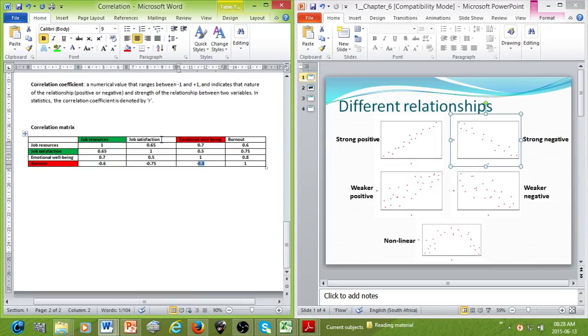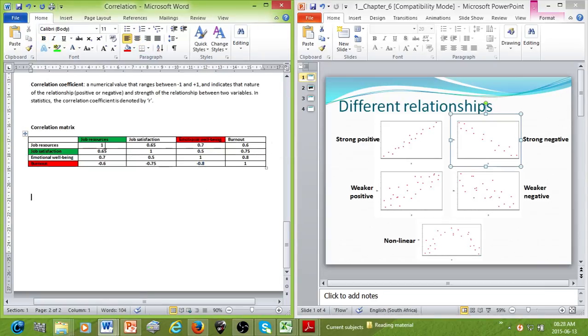So the lower the correlation coefficient, the less the degree of influence that one variable will have on the other. The relationship will be there, but it won't be a very strong relationship. Whereas in a case such as the correlation coefficient between burnout and emotional well-being, it's quite a high correlation coefficient, so the degree of influence in the relationship between these variables is quite strong.